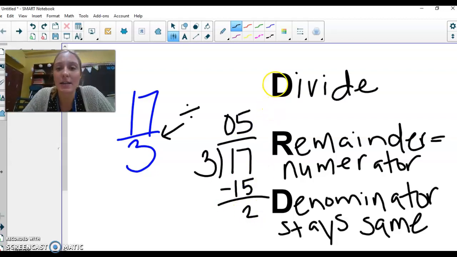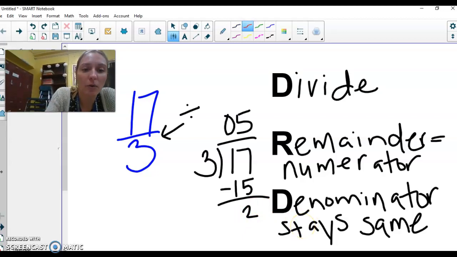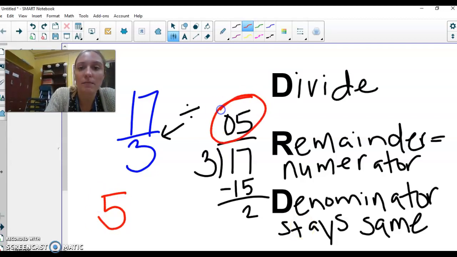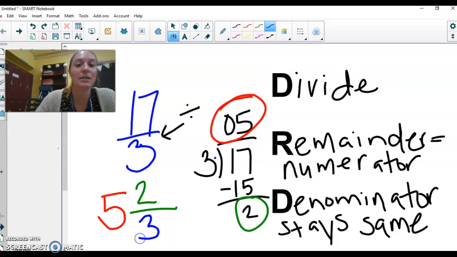Okay, so I divided my numerator by my denominator, and then my remainder becomes my new numerator, and my denominator stays the same. So what's going to happen here is my whole number in my mixed number is going to be my quotient. My remainder is going to be my new numerator. And my denominator, this 3 right here and this 3 right here, stays the same.